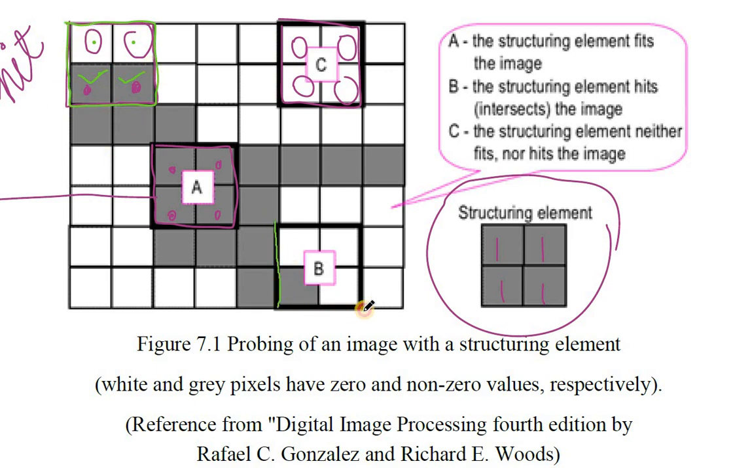Similarly, if you see the B part, it is also a hit. Why is it a hit? Because this gray and this gray match. But if I see the C part, you will understand that all these 4 pixels are white and here all my 4 pixels are gray. So none of them is matching. So it is a complete mismatch. Okay, so it is neither fit nor hit. Whereas A, it is a fit. Why is it a fit? All 4 are 1, 1, 1.